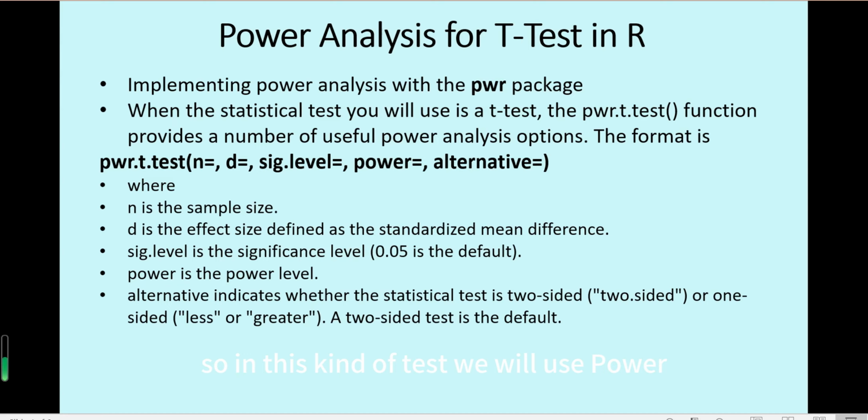In this kind of test, we will use pwr.t.test from the pwr package. We can set n, the sample size, d, the effect size, the significance level and the power. So it is very clear for these 4 items. And alternative is for a one-sided or two-sided test. Usually it is a two-sided test, which means the null hypothesis is that the 2 population means are the same.